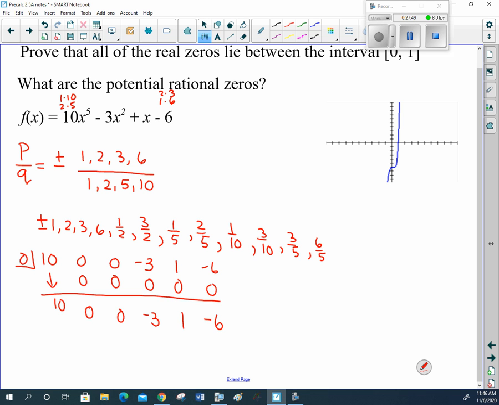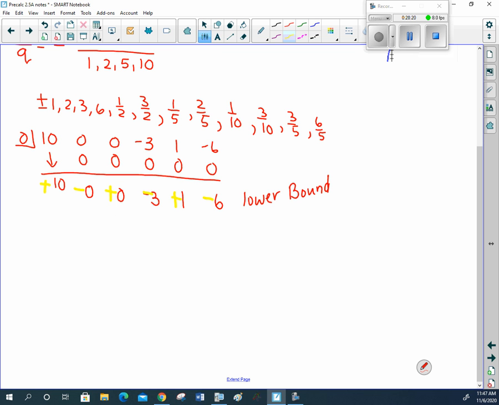Okay, so remember, we could count zeros as any sign we needed them to be. To prove it's a lower bound, they have to alternate in sign, right? So this would be a plus, minus, plus, minus, plus, minus. Perfect. It's a lower bound. That proves it. 0 is the lower bound. The signs alternated. Okay, now let's run 1 through the chart and see what happens.